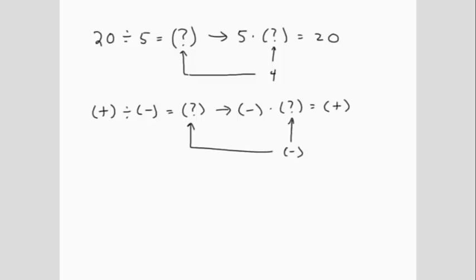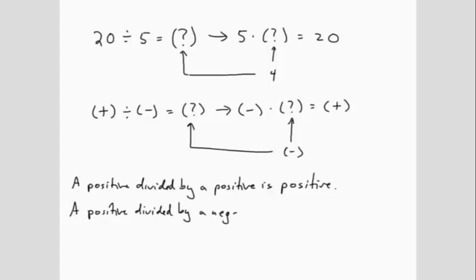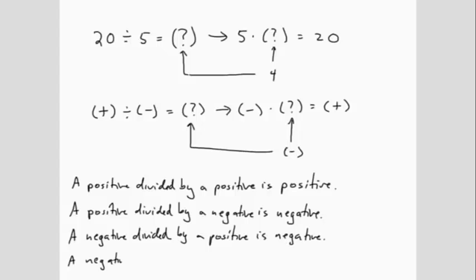As it turns out, by thinking through all four possibilities, we find that the rules for division with negatives is virtually identical to the rules for multiplication with negatives. A positive divided by a positive is positive. A positive divided by a negative is negative. A negative divided by a positive is negative. And a negative divided by a negative is positive. We will now apply this observation to actual calculations.